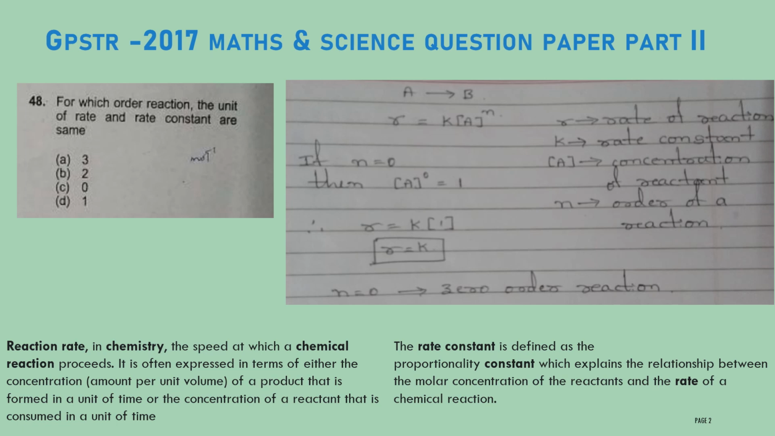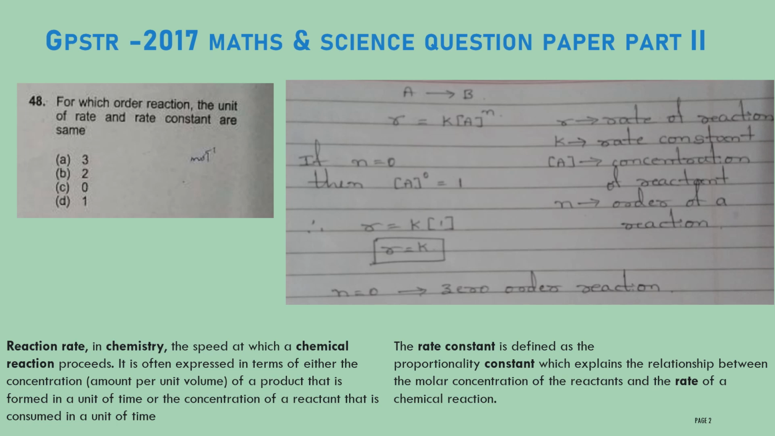Then let us see what is meant by the rate of a reaction. Reaction rate in chemistry is the speed at which a chemical reaction proceeds. At what speed the reaction will complete. Otherwise, the speed of a reaction we call the reaction rate. Sometimes we call it a slow reaction, sometimes a fast reaction. That refers to the reaction rate. It indicates the speed of the reaction.